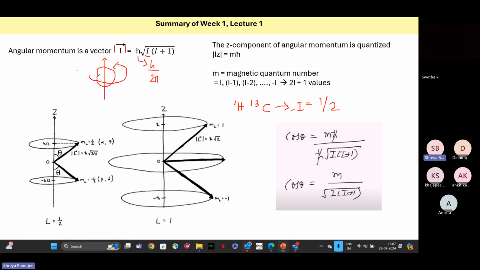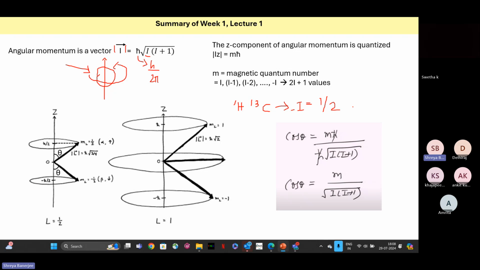So this is a very classical way of depicting I. You can imagine the nucleus as a sphere rotating around an axis or spinning around the axis. So that is the classical way of representing I. But I can have certain specific values, that is, it is quantized. So as I said, if a nucleus has the angular momentum quantum number I, then it will have magnetic quantum number m ranging from I to minus I.